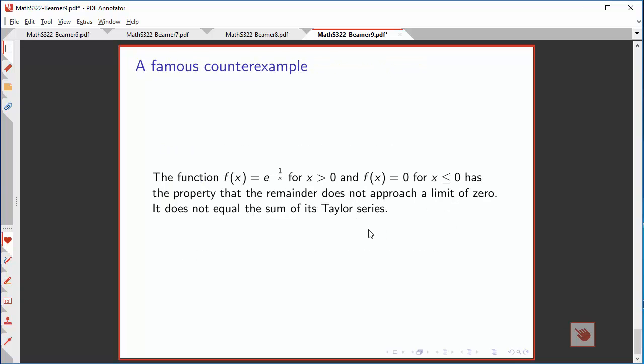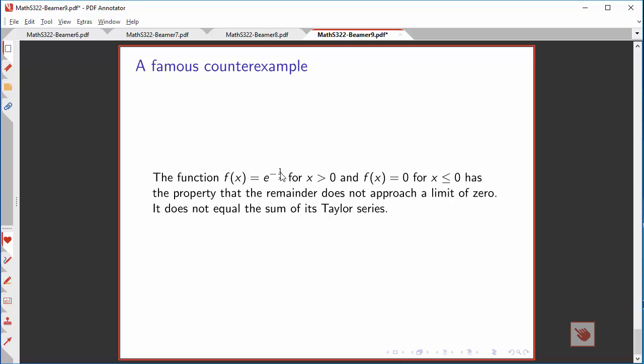Now, I keep saying the Taylor series converges to the function. How can the Taylor series converge to anything else? Well, here's the standard counterexample. I define my function f of x to be e to the minus 1 over x as long as x is positive. Now, this is a really weird function.